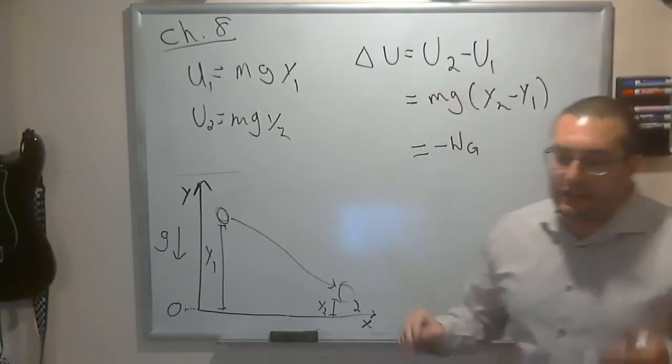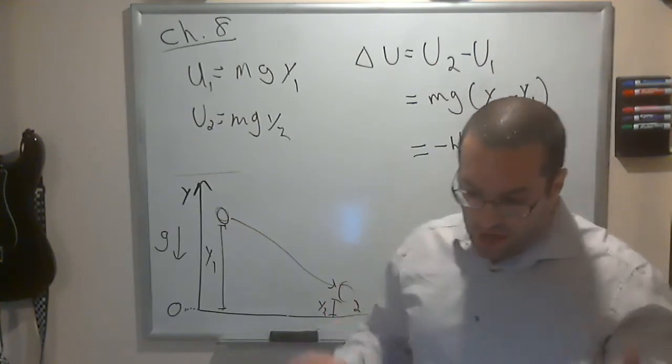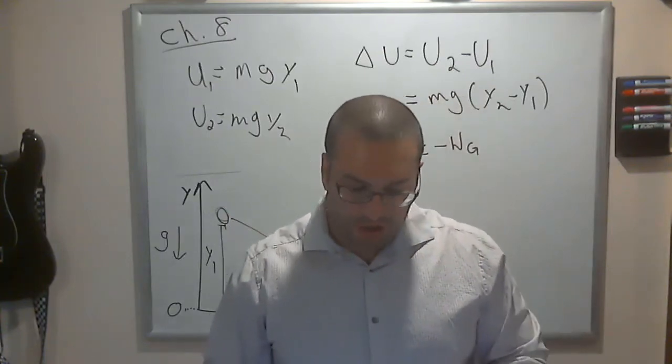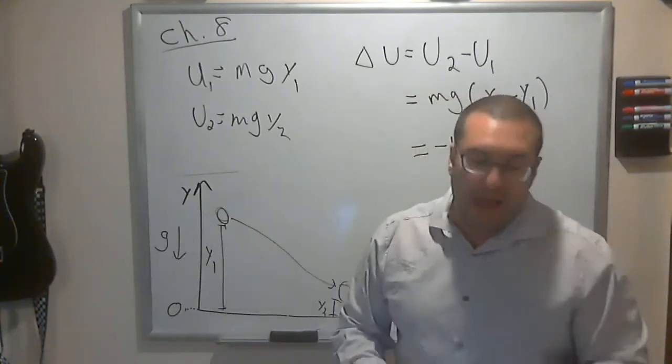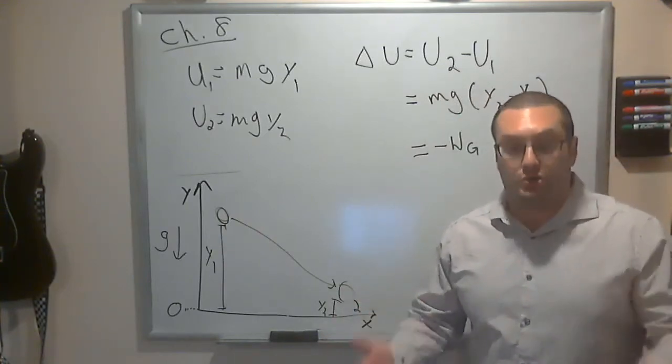And this lets me introduce another important caveat to this chapter and the previous chapter. Energy cannot be created or destroyed. It has to go somewhere.